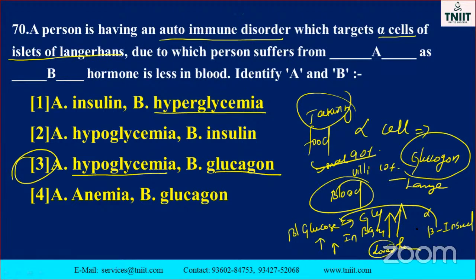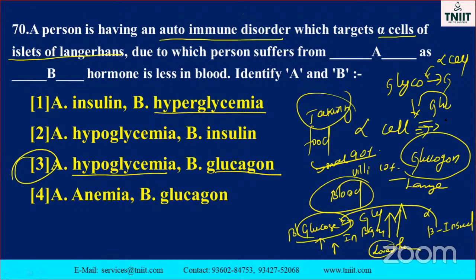Then what happens when you are not eating any food? At that time, how will you get the energy? The stored glycogen is converted into glucose by the action of the alpha cells. Okay, that is why the glucose level is decreased in the blood. So the hypoglycemic, what happened? Automatically glucagon is secreted, it acts upon the glycogen, and the glucose is released. That is why it is called, what is that? Hypoglycemic effect, glucagon. The answer is the third one, the correct option.